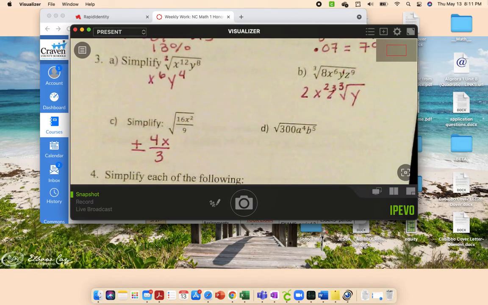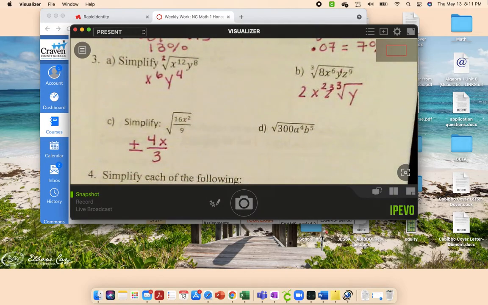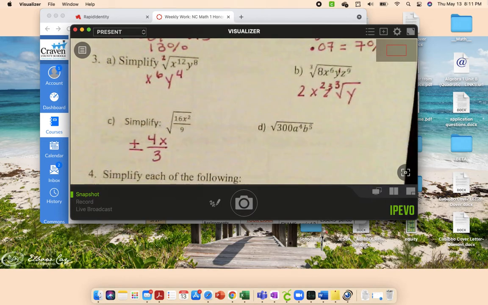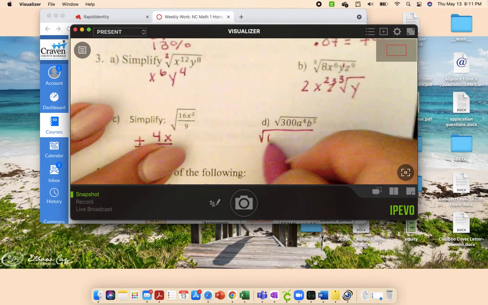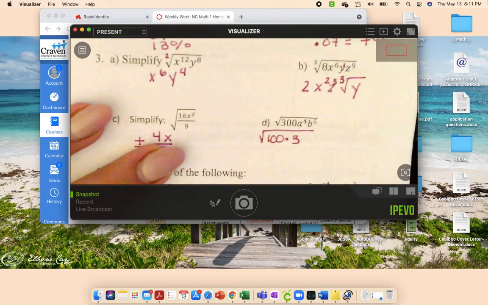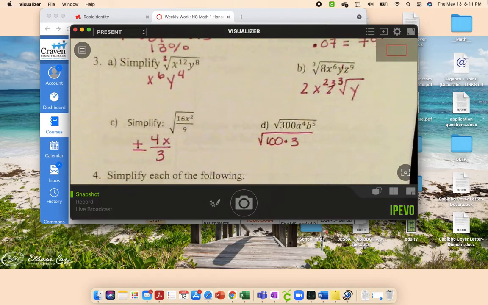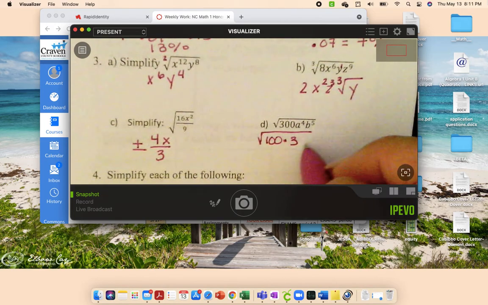All right, square root of 300. We could approach this with the birthday cake method. The other method is figuring out what perfect square evenly divides into this number. If we think about our perfect squares and try to figure out my biggest perfect square that will divide into 300, we would realize that 100 times 3 will get me 300, and 100 is a perfect square.